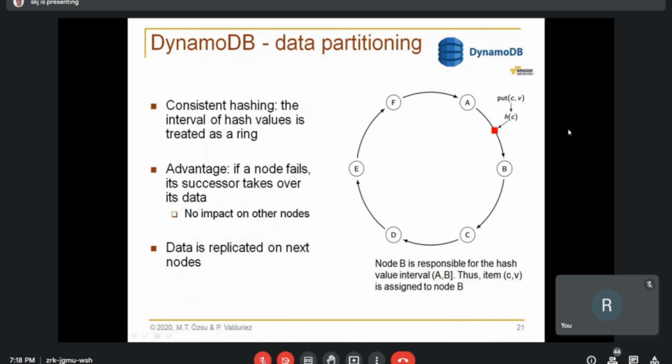Consistent hashing advantage: data is replicated on the next nodes. The interval of hash values is treated as a ring. Node B is responsible for hash value interval AB. Thus, the item is assigned to node B.